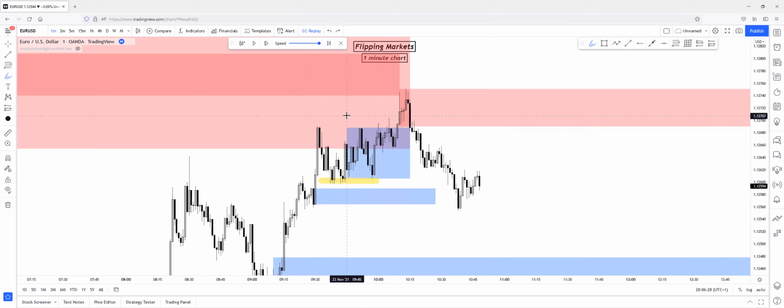So this means this liquidity has to be swept on both sides, right? Okay, as you can see, price tapped the zone first, couldn't break above the last high point. It tried once, second and third time, but it couldn't break above.